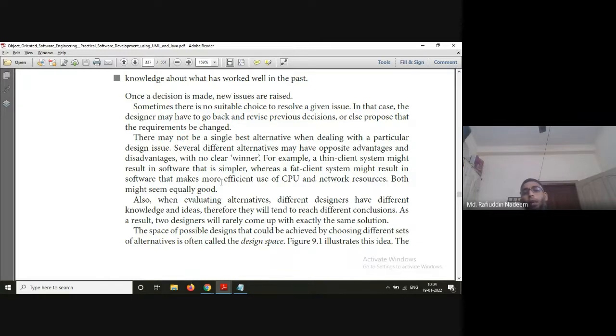Now, as I said, there is no single alternative for you to choose, because we cannot say there is a single best alternative when dealing with a particular design issue. Several alternatives may have opposite advantages and disadvantages with no clear winner. Each option will have its own pros and cons. Here one example is given: a thin client system might result in software that is simpler, whereas a fat client system might result in software that makes more efficient use of CPU and network resources. Both might seem equally good.